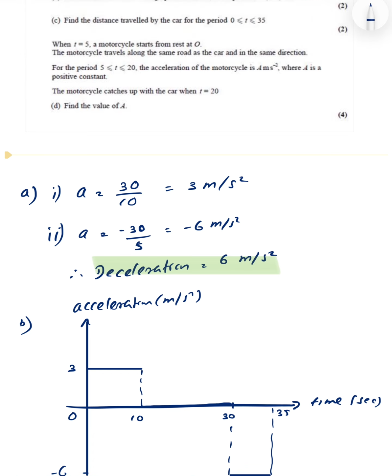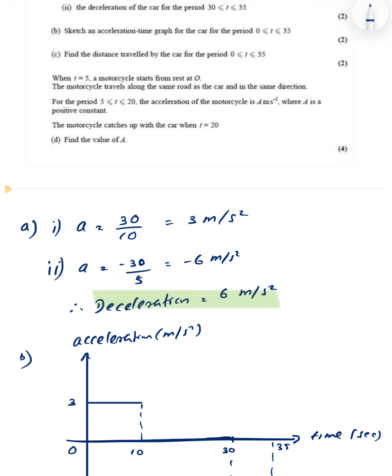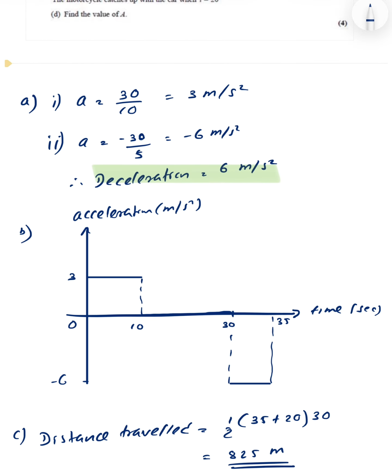And then the acceleration time graph, when you have a constant acceleration, you should reflect it as a horizontal line. Constant deceleration, horizontal but negative line. And when there's constant speed, acceleration is 0. That's why you could see from 10 to 30 seconds, you have the line going along the time axis.